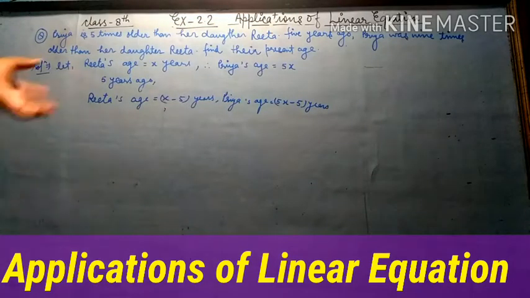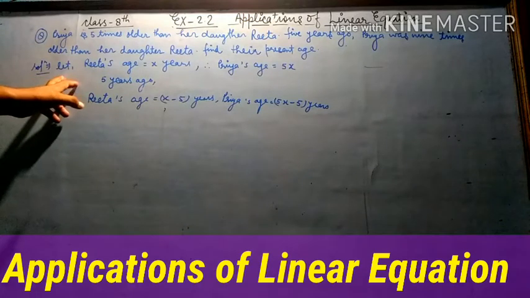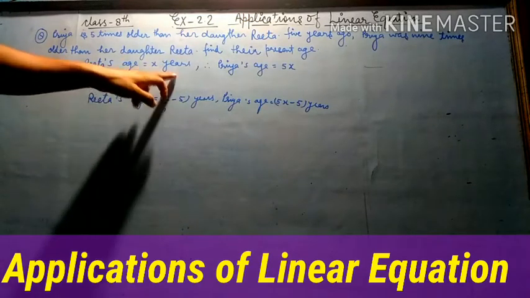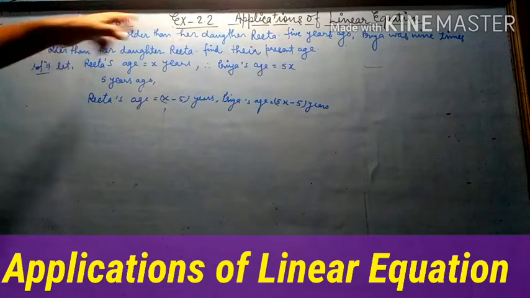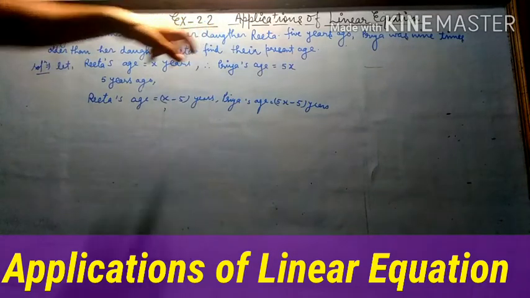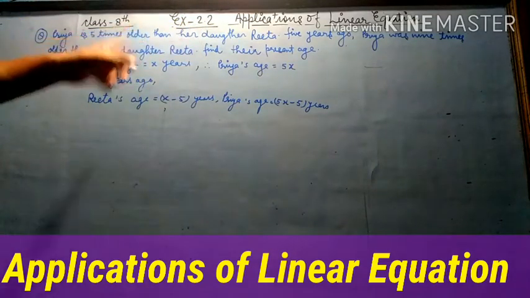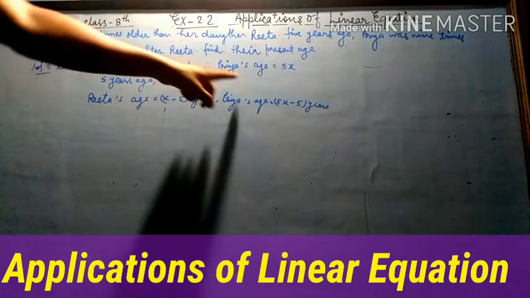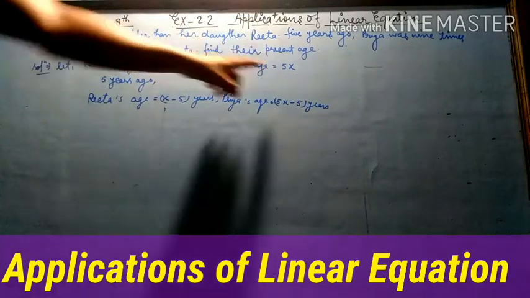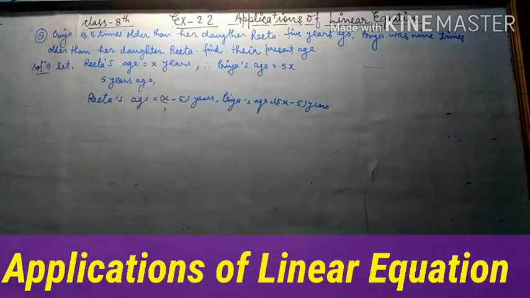We don't know the actual age, so we will suppose Rita's age is x years, because Priya's age is 5 times her daughter's. So firstly we will suppose Rita's age, and then Priya's age is 5 times, so we will multiply 5 into x.